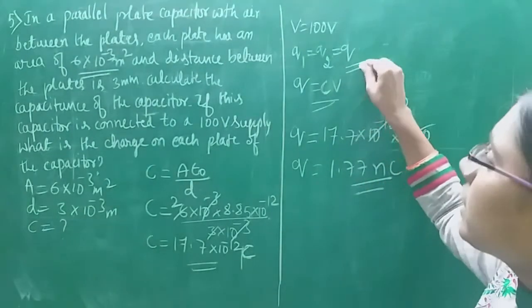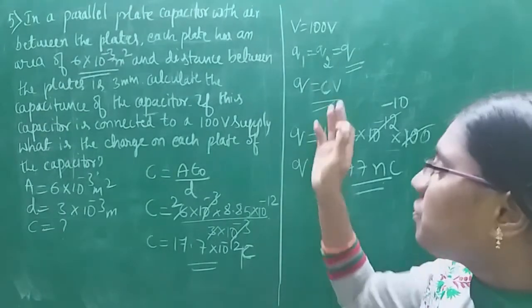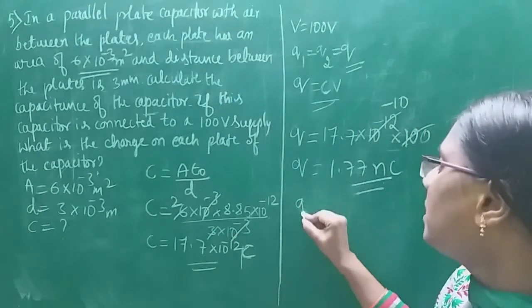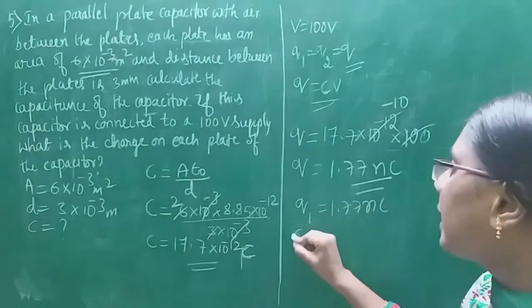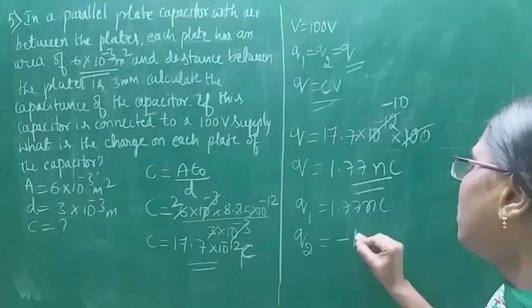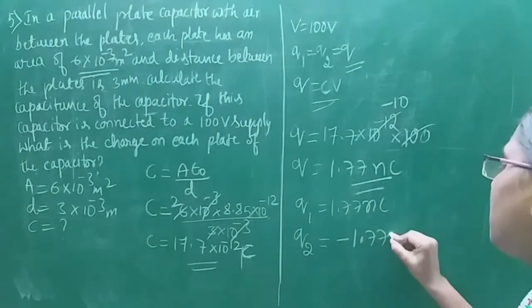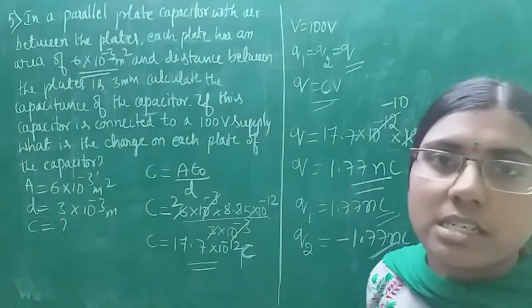This is the magnitude of the charge on each plate. If the first plate is charged positively, then Q1 is equal to 1.77 nanocoulomb. The second plate should be charged negatively, therefore Q2 is equal to minus 1.77 nanocoulomb. This is the charge on each plate of the capacitor.